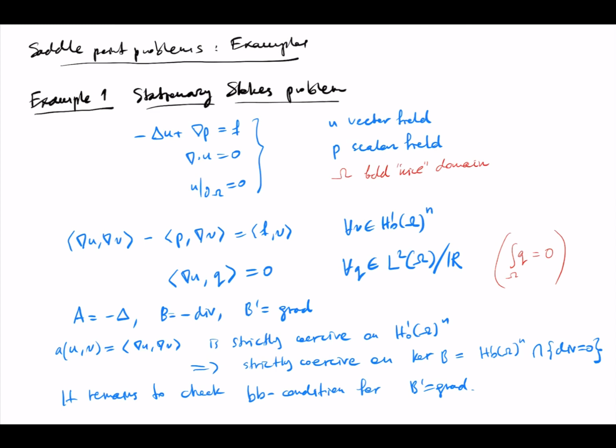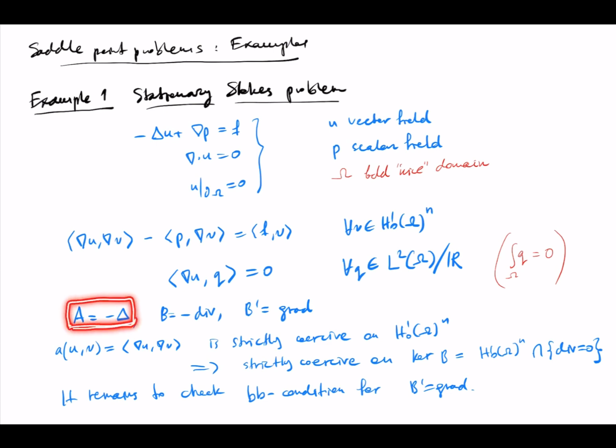So what do we need to check? We need to check A0, that is basically the restriction of A onto the kernel of B. Now, what is the kernel of B? Because B is divergence, the kernel of B would be divergence-free vector fields that are in this space. So we need to show that A0 is invertible.